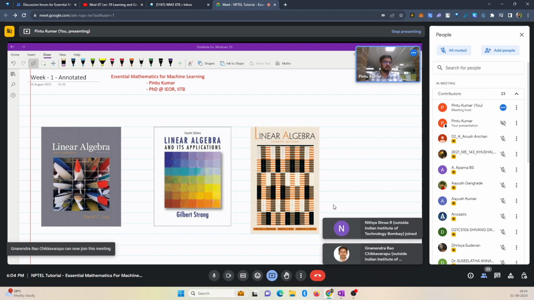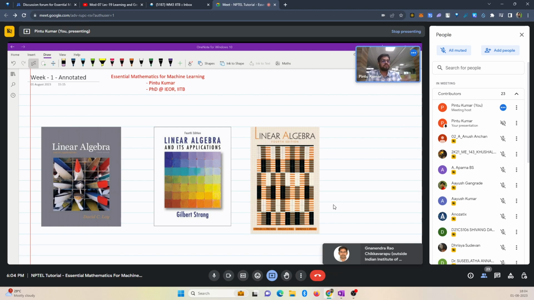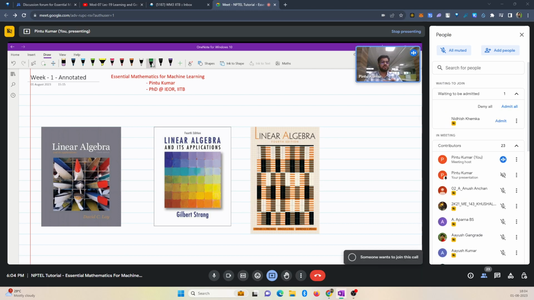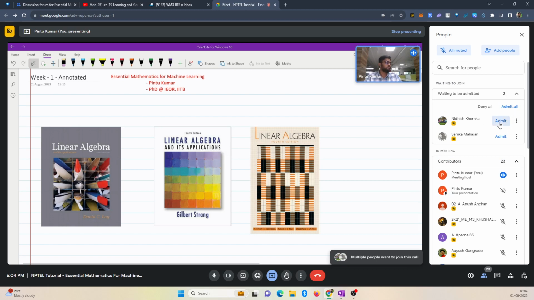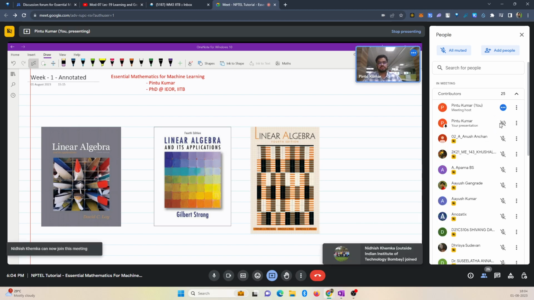To begin with, as you know, this course covers a wide variety of topics in mathematics, but the initial few weeks are dedicated to linear algebra. And here are a few books that I personally find very useful for linear algebra. If you want to go beyond the scope of this course and learn more about linear algebra, you can refer to these books.